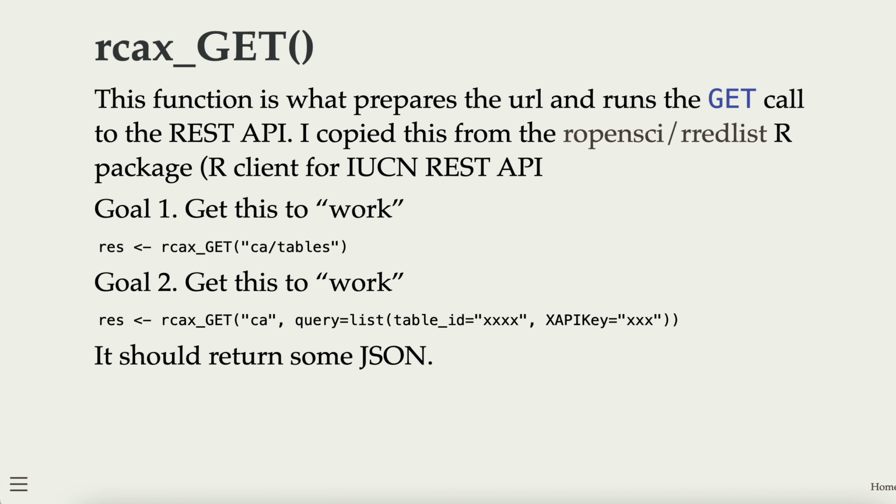So what does this function do? All it does is that GET call. It's actually not that hard to get working. All it's doing is constructing that URL. Goal 1 was to get a call like this working, and then step 2, my goal was to get it working like this. You see that there's a difference here. This one doesn't have any query parameters, and this one does.